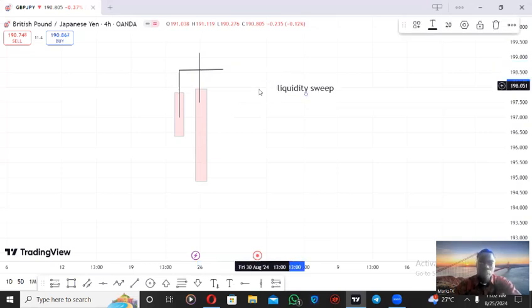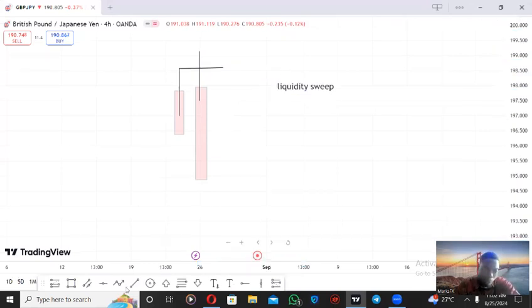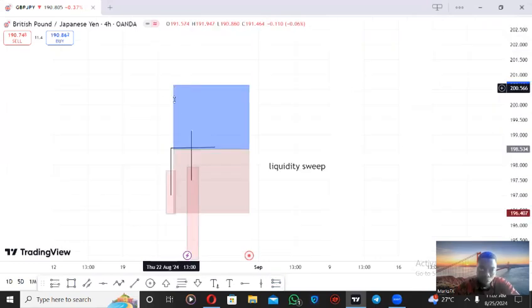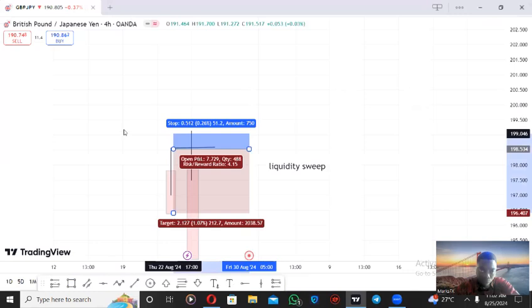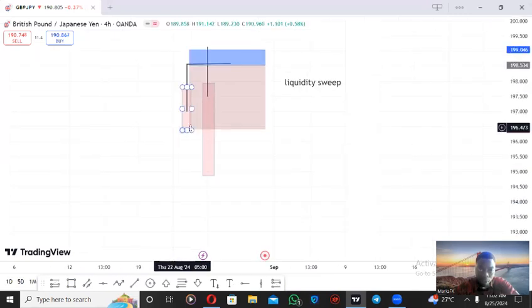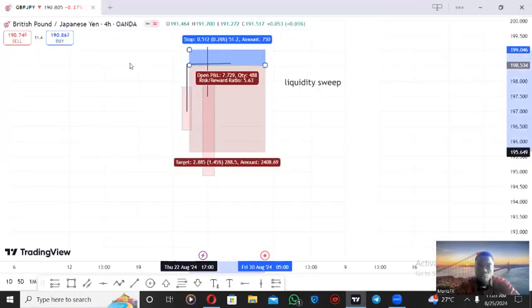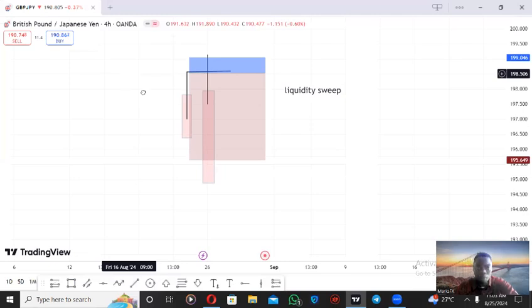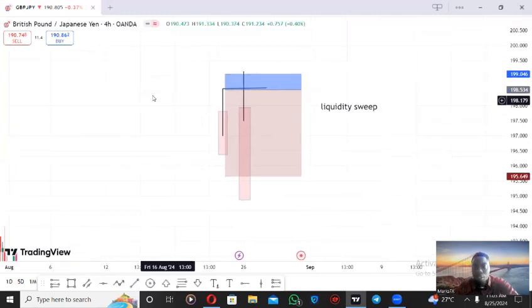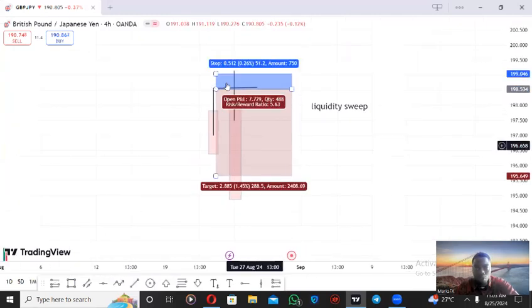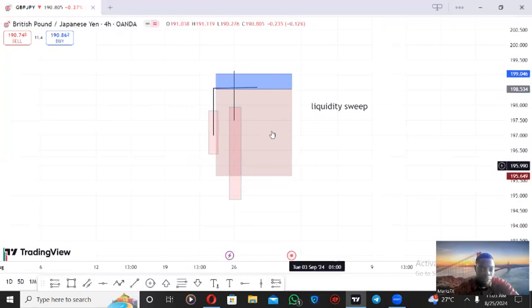Now, why does this occur? There are persons that are actually selling here. They will sell here. Their stop loss will be somewhere up here, and then they will target somewhere down here. Because market makers know that they are going to sell there, they will push the price up, sweep them out, and then rally down.